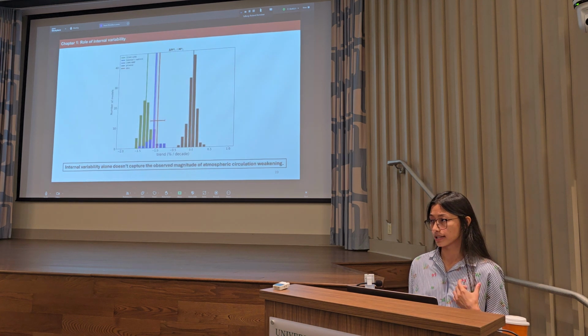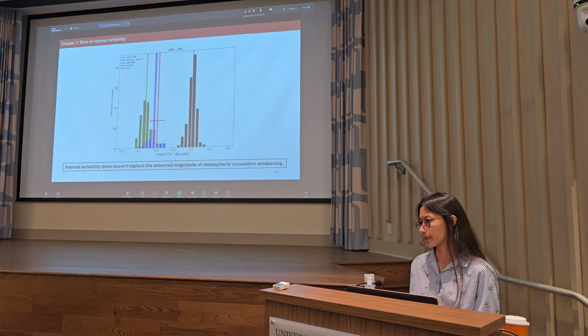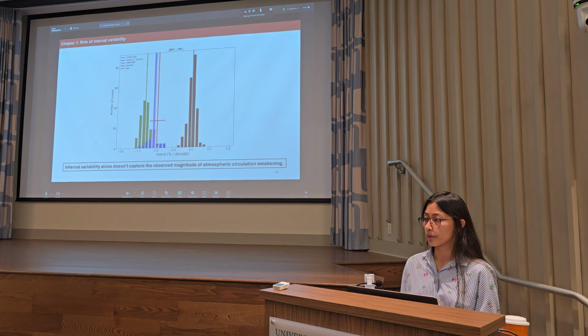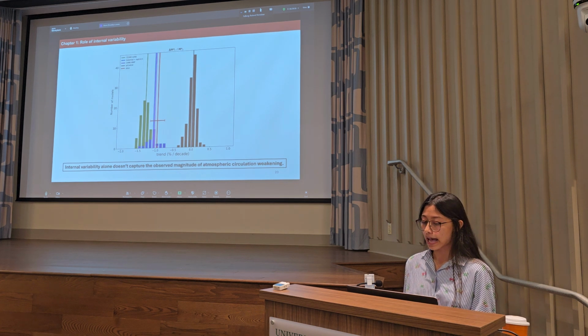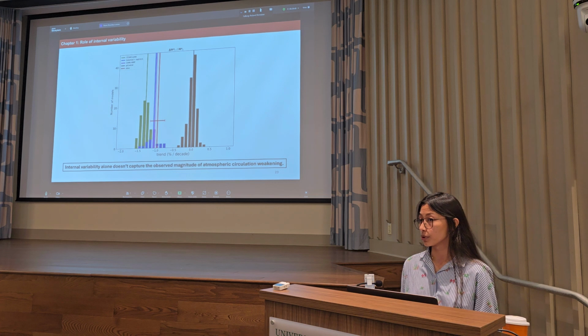Now, the question arises, can this weakening of convective mass flux be explained by internal variability alone? So we bring in our PI control simulations, which have forcings fixed at the 1850 level, so it's just internal variability fluctuations in these simulations, represented in this plot by the black bars. And we find that none of the PI control simulations for this 1988 to 2021 period have a weakening of the convective mass flux as strong as the observed weakening represented in this plot by the red line.